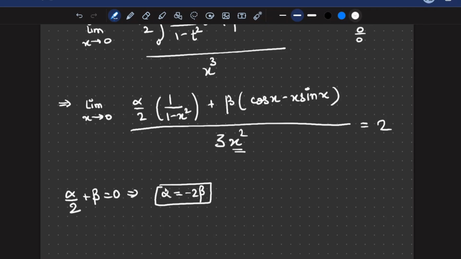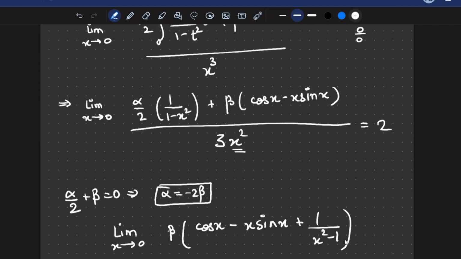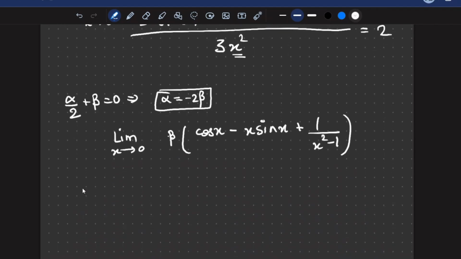Now we got a relation between alpha and beta. Let's substitute this relation in our original expression and figure out the rest of the terms. So now our expression is this. Beta cos x minus x sin x. Check what I wrote over here, you'll find out that it is correct. Okay. I won't go into the detailed part of the calculation, as you can figure it out by yourself. 4 divided by 3x square is equal to 2.